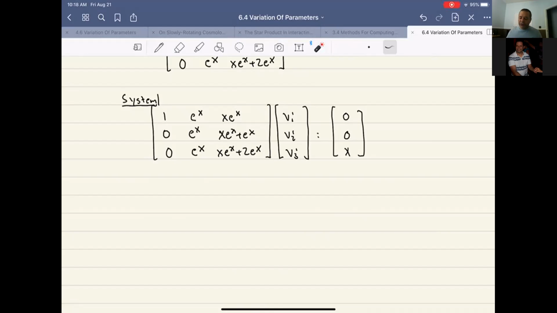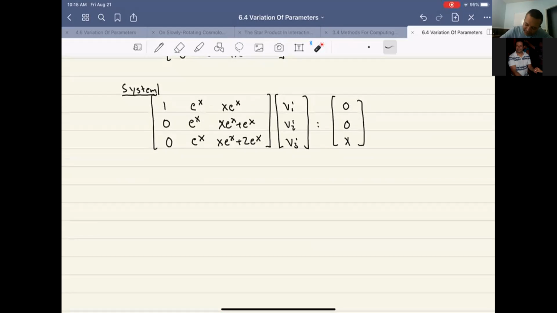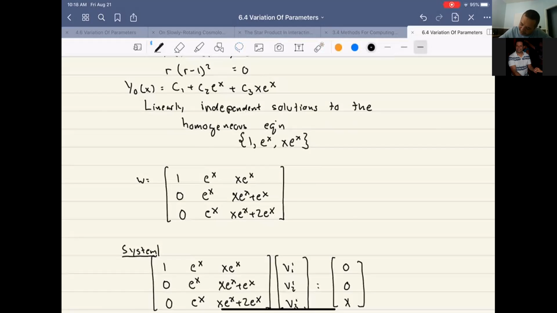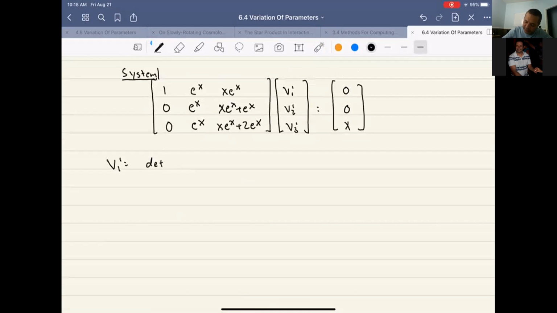Okay, so what is the solution? Well, we need to find v1 prime, which is going to be the determinant of, remember, we're replacing this first column by 0, 0, x, divided by the Wronskian. So the determinant of, let me copy this.